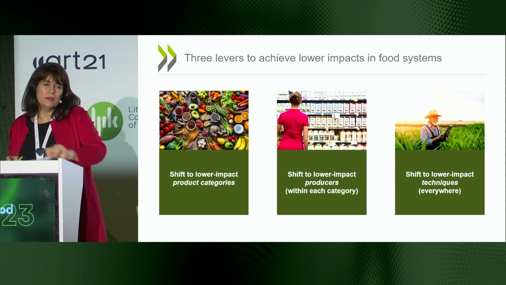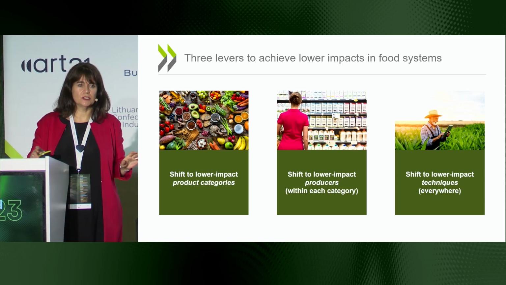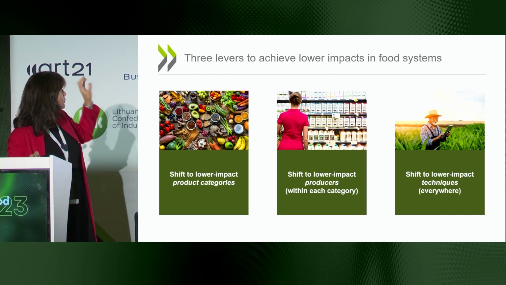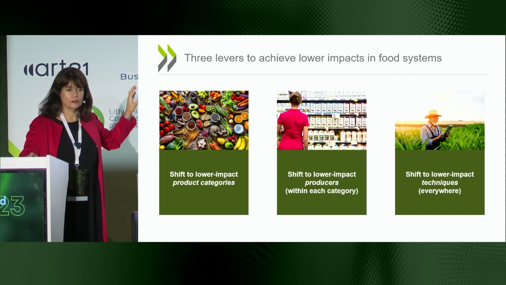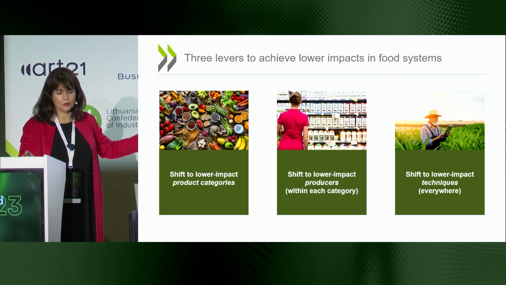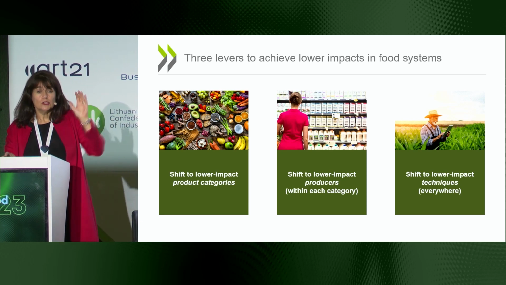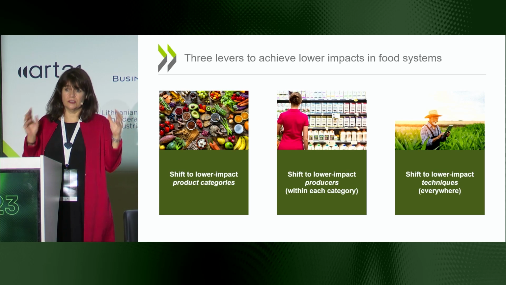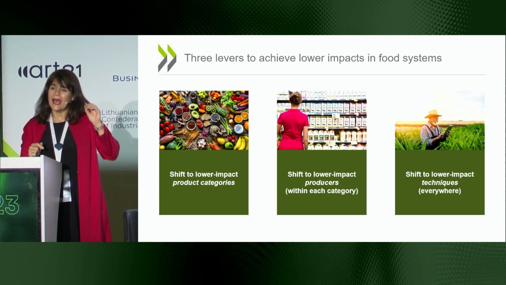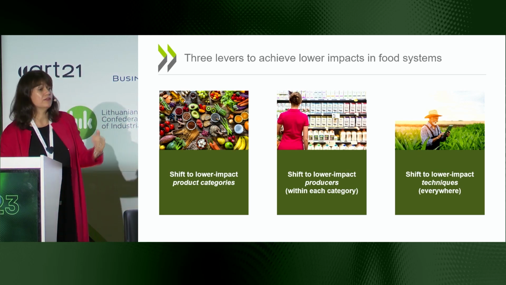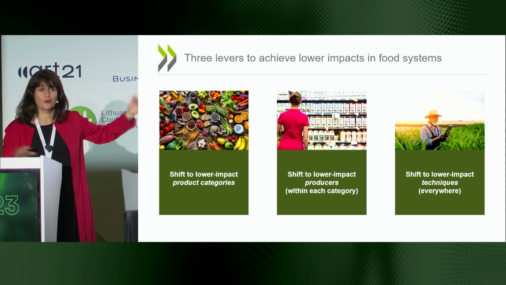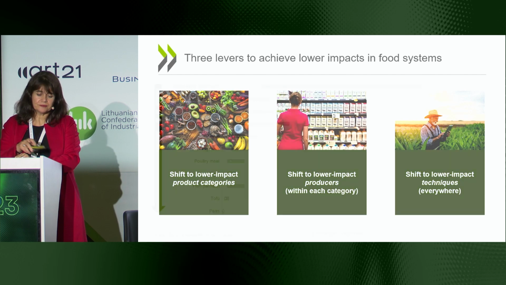And why? Because if we had the specific information, we could actually activate these levers. We could get people to shift to those lower impact product categories. We could shift within those categories to the best performing producers in terms of carbon emissions. And most importantly, we would be incentivizing producers to move towards being in that category of lower impact.